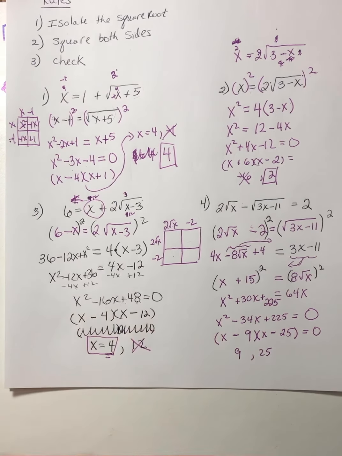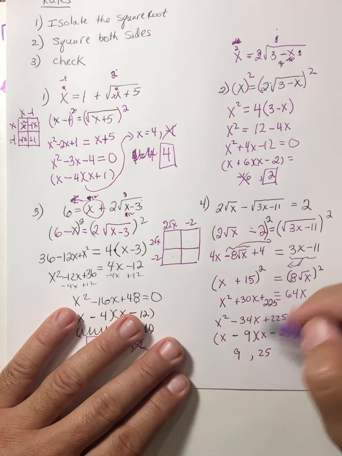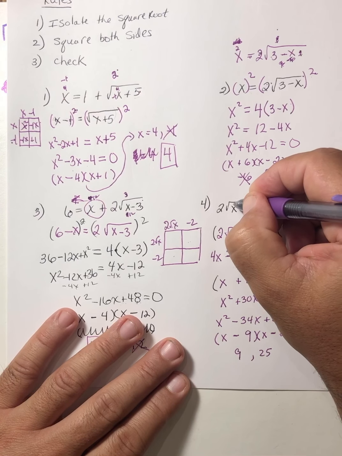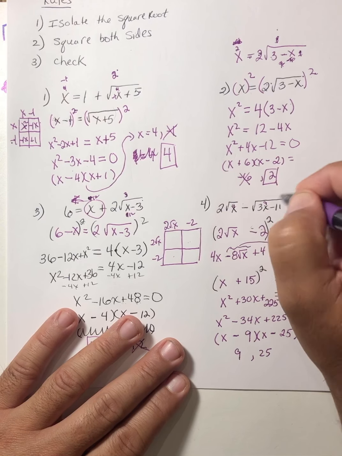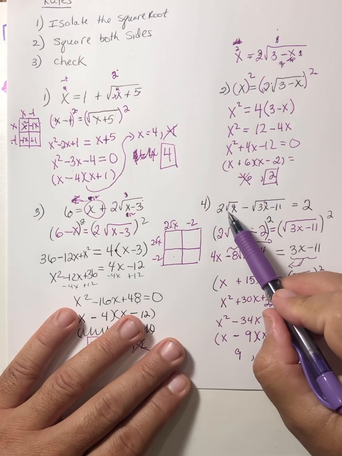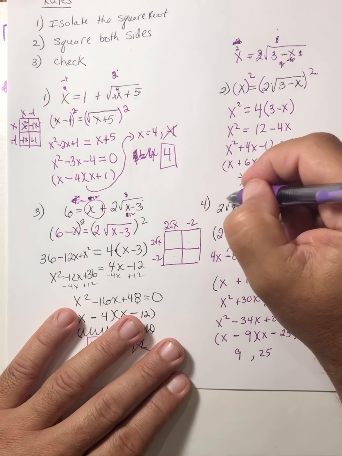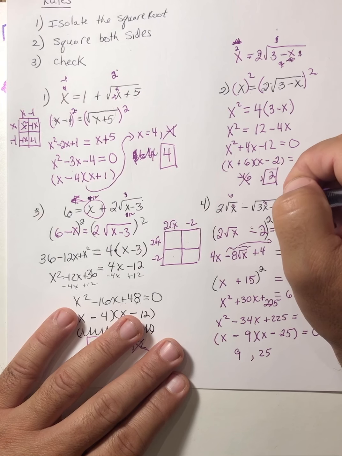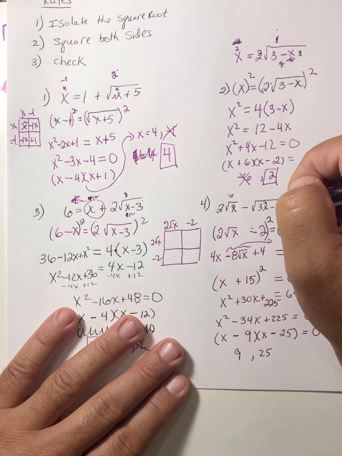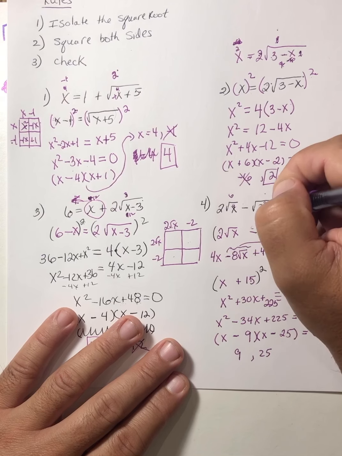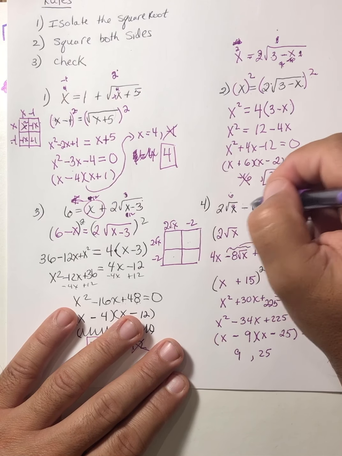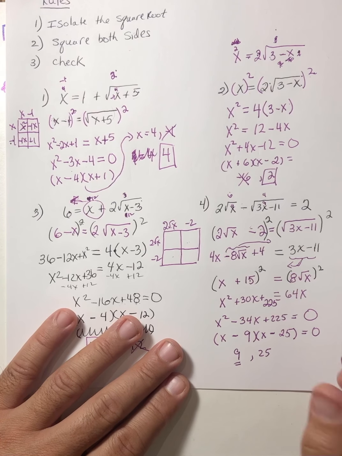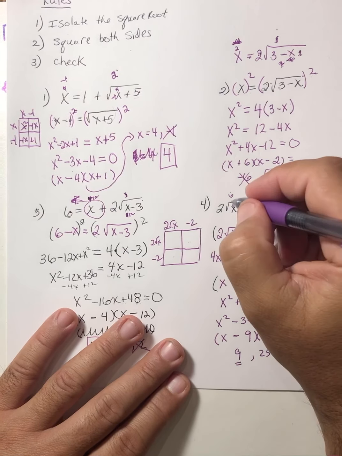All right, let's see which one we keep. We'll start with the 9. Go back up here to my original. Squeeze in a 9 there. Squeeze in a 9 here. Okay. Square root of 9 is 3 times 2 is 6. 3 times 9 is 27. Minus 11 is 16. So square root of 16 is 4. 6 minus 4 is 2. 9 works.